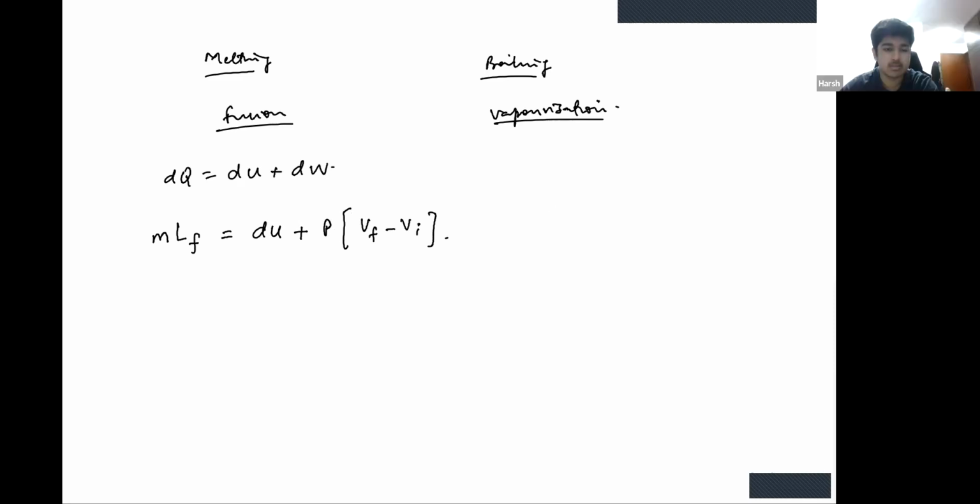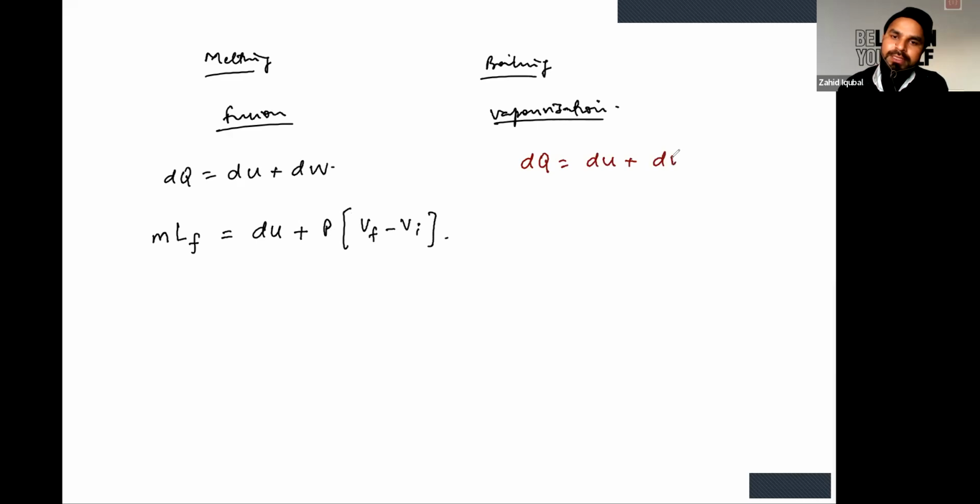Similarly, for vaporization, using the first law, we can say dq is equal to du plus dw. dq in this case will be mass times latent heat of vaporization constant. du we have to calculate, and work done is pressure times change in volume, that is V final minus V initial. Let me give you some questions related to this part.